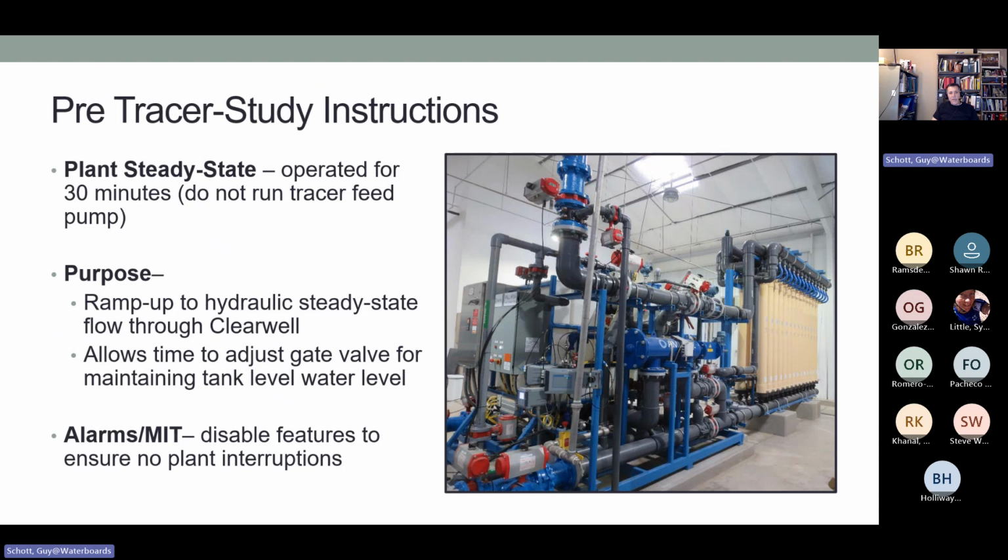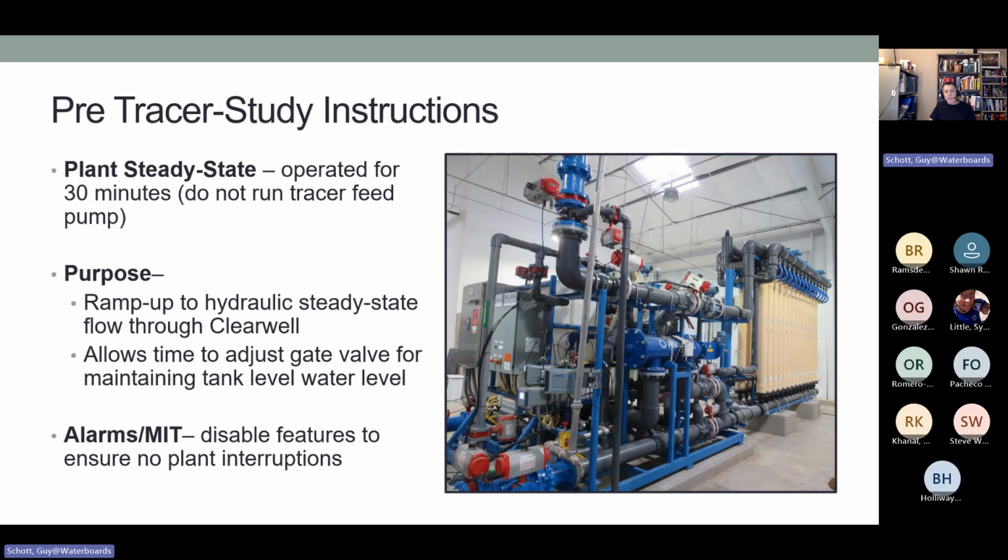For the pre-tracer study instructions, before we actually start adding the tracer, we want to operate the plant for 30 minutes just to get everything to hydraulic steady state through the clear well. We want the water in the clear well to start to move and get to steady state, and 30 minutes is usually a pretty good number for that. Also, if you need to adjust your gate valves to maintain the clear well, that gives you time to do that as well.